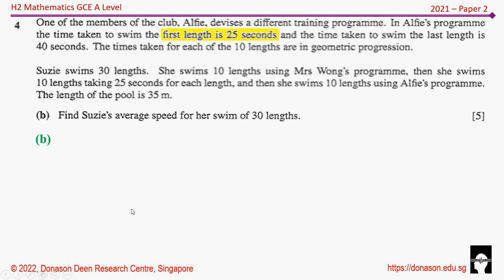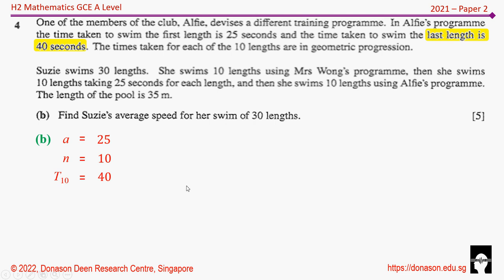So now let's work it out. The first length is 25 seconds, so a equals 25. Then she is going to use Alfie's program to do 10 lengths, right? So n should be equal to 10. And we know that it is a geometric progression, and we are told that the last length is 40 seconds, meaning T10 should be equal to 40.